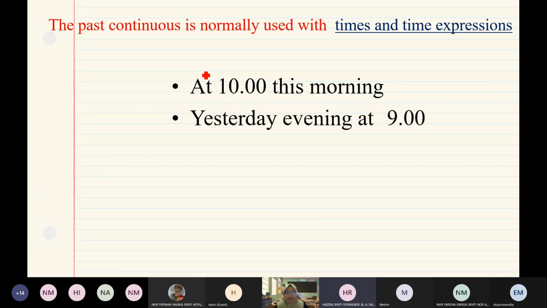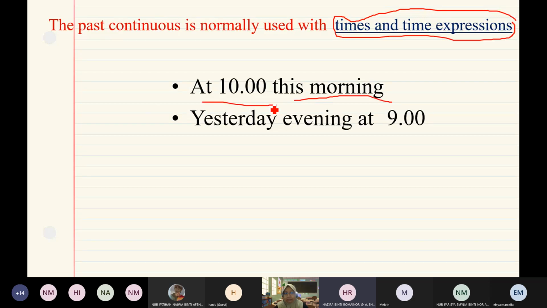Okay, the past continuous is normally used with time and time expression. Okay, tadi time expression je, this one time and time expression. Example, at 10 a.m. this morning. The other time expression, morning. Or yesterday evening, then they put time here.